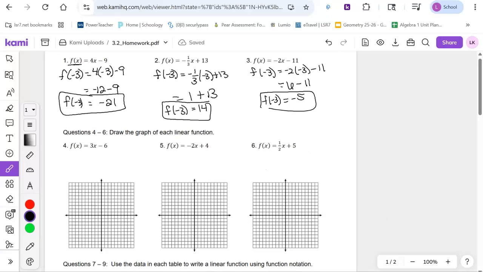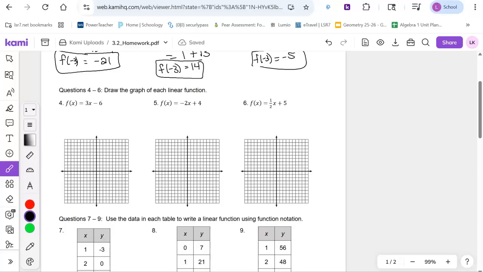And this one says draw the graph of each linear function. So you are just graphing it just like you would if it said y equals 3x minus 6. So my slope is 3 and my b is negative 6. So I'm going to go to negative 6 on my y-axis. I'm going to go up 3 over 1. Up 3 and over 1. And that would be my line.